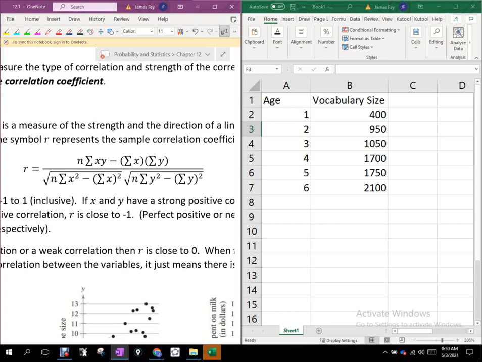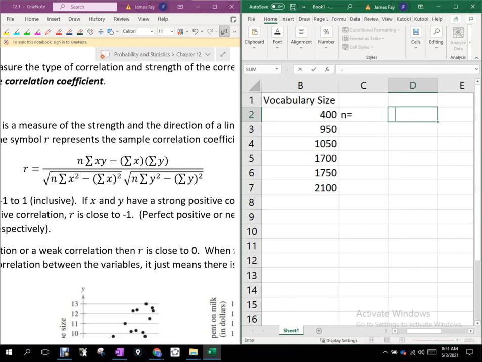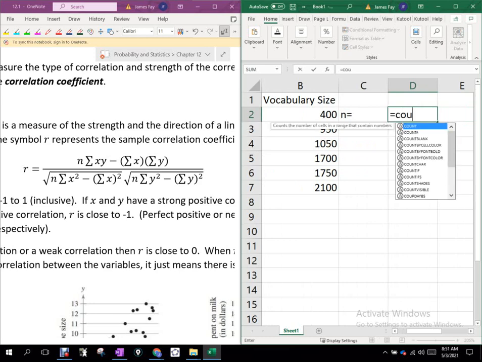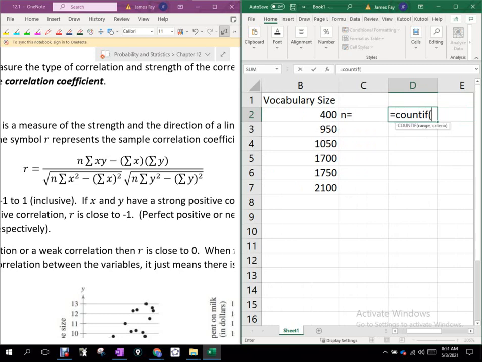So it's just going to go off of our input. What I'm going to do here in C is label this. Let's go N equals, and then over here in D1 or D2, I'm going to put the command. I'm going to say equals, then COUNTIF. Now it's going to ask for the range. What this command does is look through a range.